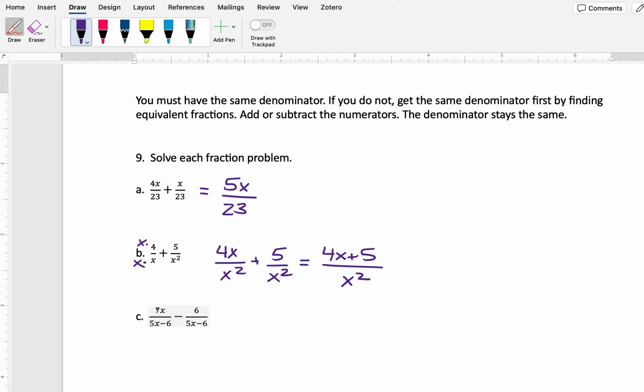And for part C, now I'm subtracting. Do I have common denominators? Yes. It's kind of ugly, 5x minus 6, but it's a common denominator. So now I'm going to subtract. So we have 7x minus 6 over 5x minus 6. And again, you might be tempted to cancel these 6's. You can't do that because they aren't factors. They are subtracted from another piece, so they are not a factor on their own. They can't be canceled. This is just going to be my answer.